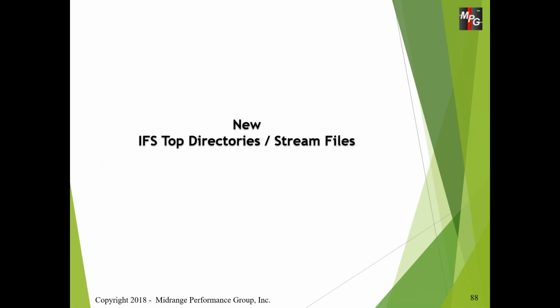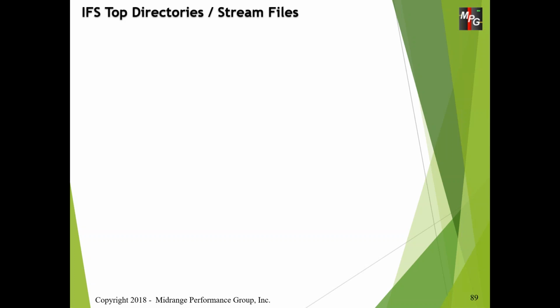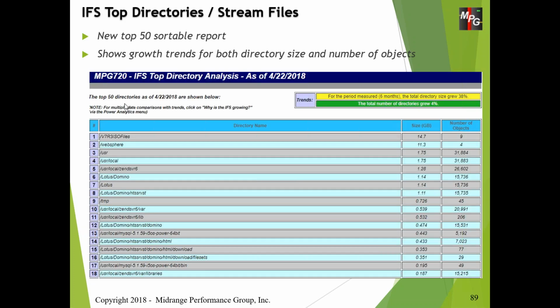Okay, as we continue to understand our disk growth, look where we're at, IFS. The reason people love our product is that the IFS is that hidden thing out there that nobody can really understand. Well, you can with PerfNav. It's really easy. So in version 19, we have new top directory and stream file reporting, and you can see we show you the top 50, and not only do we show you in this case the top directories, we show you trends are built right into it.